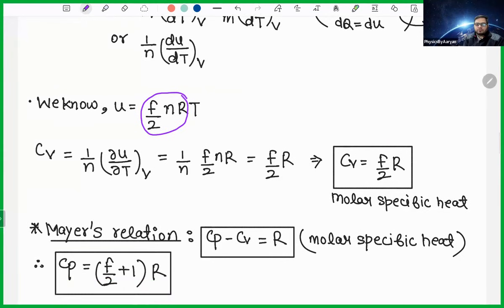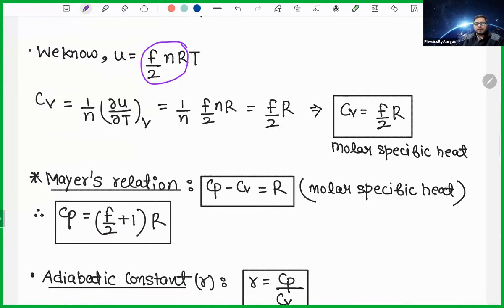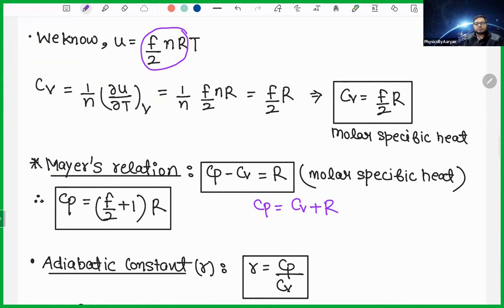Then I have found CV. What about CP? For CP, I will use a relation known as Mayer's relation. Mayer's relation says CP minus CV equals R. So I can easily find CP: CP is given by CV plus R. If I add R to this, I will get CP. So CP is given by F by 2 plus 1 into R. This is my CP.